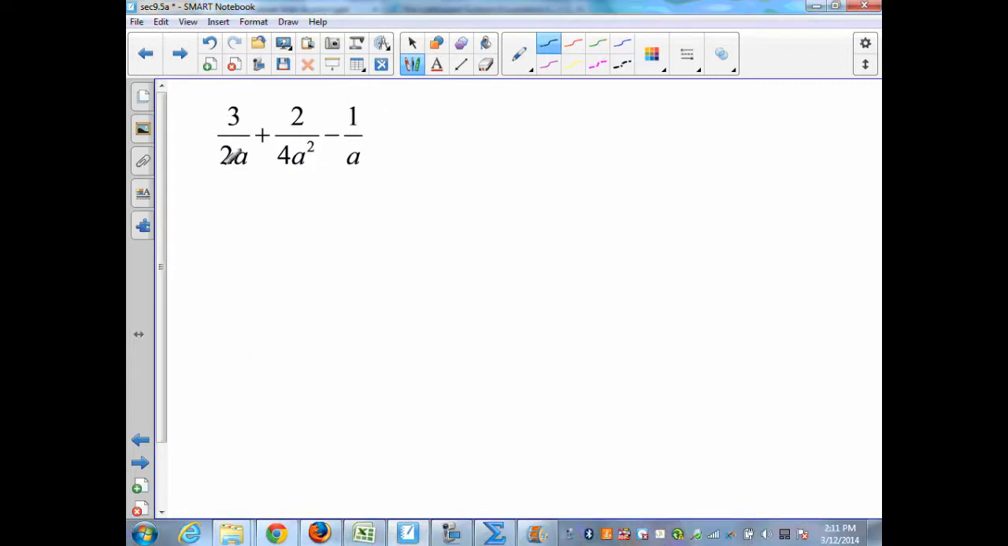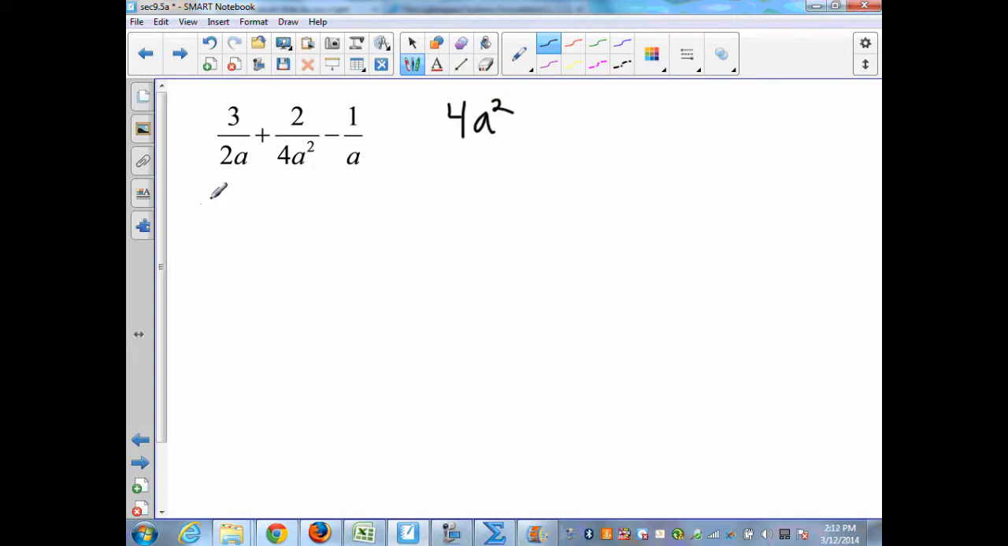In this example, I have 3 over 2a plus 2 over 4a squared minus 1 over a. I need a common denominator. Let's begin with the coefficients, 2, 4, and 1. A common denominator between 2, 4, and 1 would be 4. Now I need a common denominator with the variables. And my common denominator with variables will always be the largest degree. I can take a to a squared. So my common denominator overall would be 4a squared.